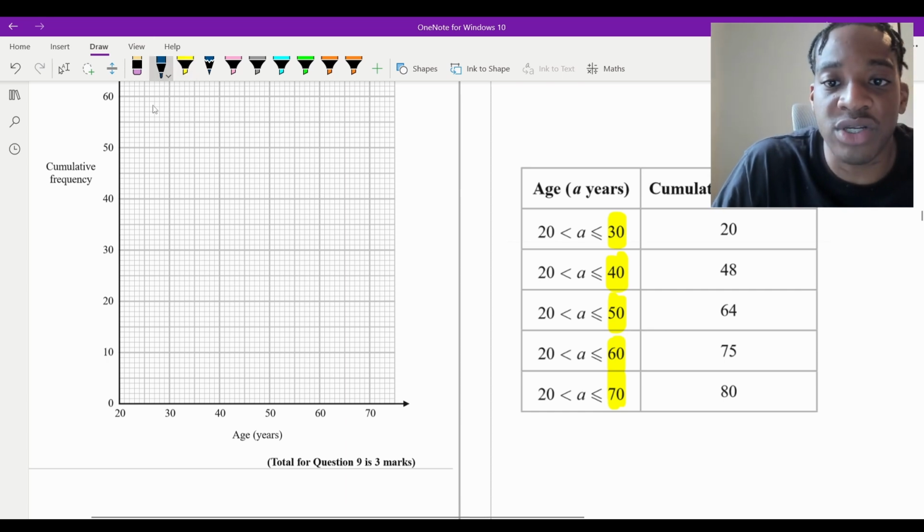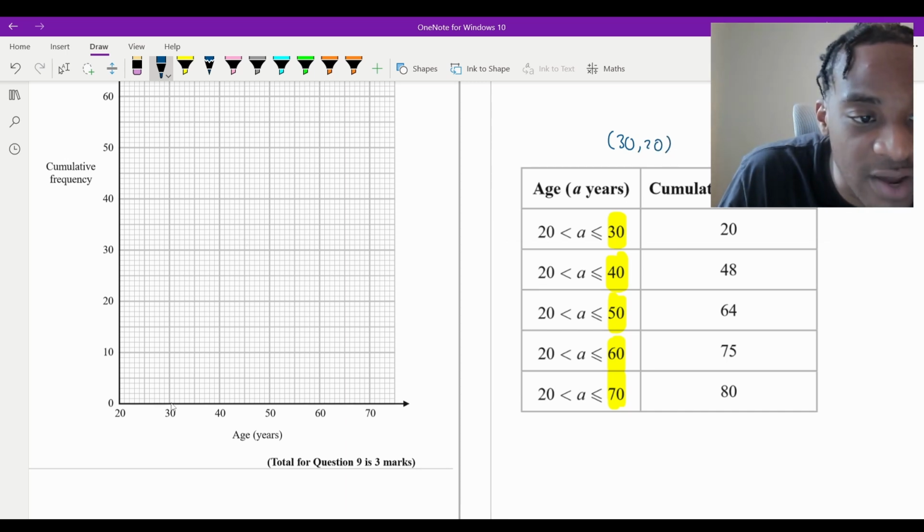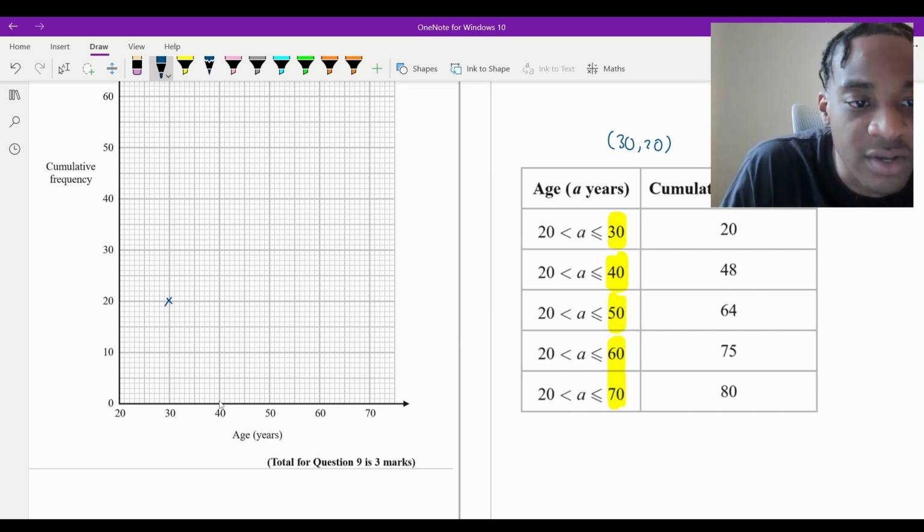So what I'm going to do is I'm going to start with the first one, which let me just move this here. So the first one is 30 and 20. So we're essentially going to plot 30, 20. So I'm going to do this here. So 30 is right there, 20 is right there. So that will be fine. And then the next one is going to be 40 and 48. 40 and 48 is going to be, it's going up in fives. It's going to be right here.